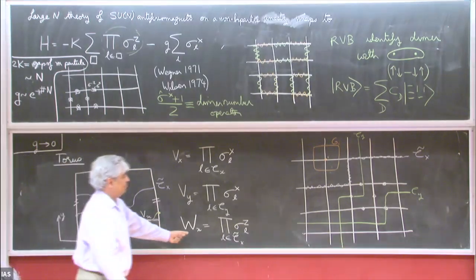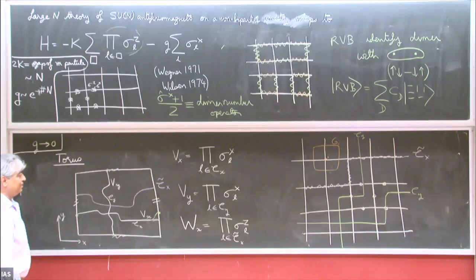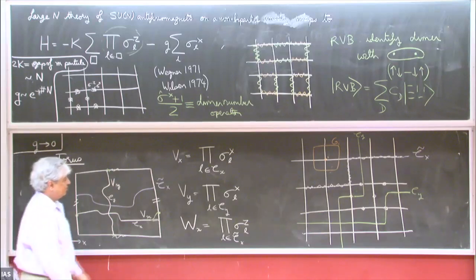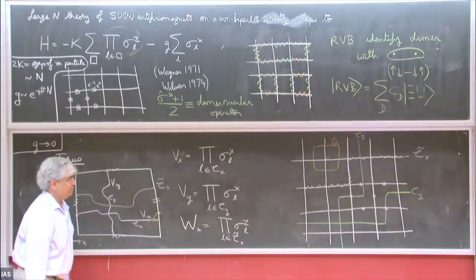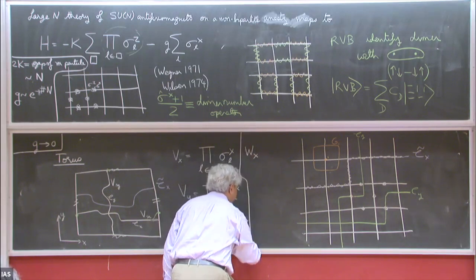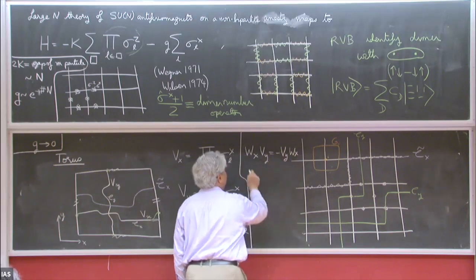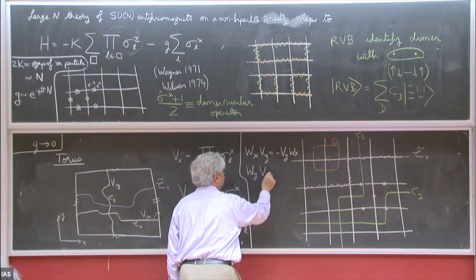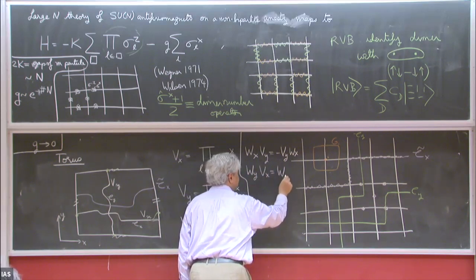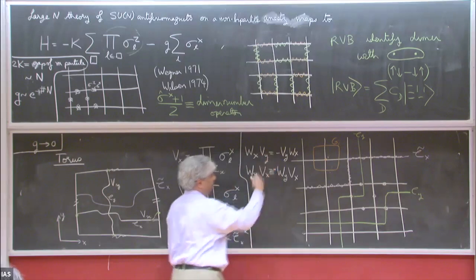All right, so now the Wx and Wy do not commute with the Hamiltonian because they don't commute with the sigma x term. But they're still very important operators, as we see when we go to the very low energy subspace. But it's good to define them. And also we can now write down an algebra of these operators just from the definitions. You can see that Wx anti-commutes with Vy, and similarly Wy anti-commutes with Vx. And all the others commute with each other.